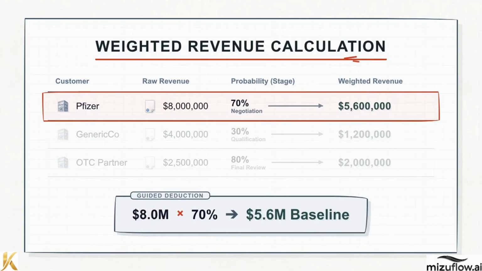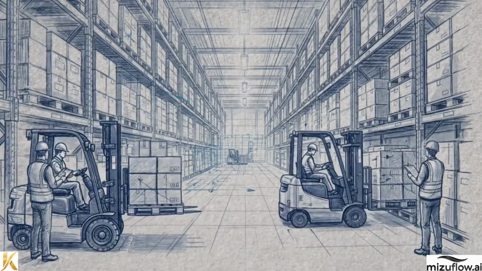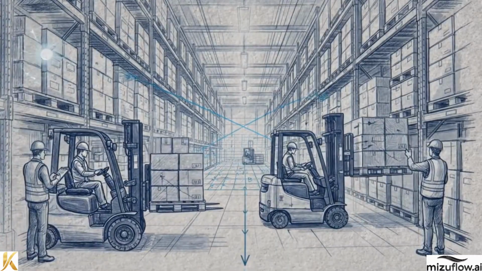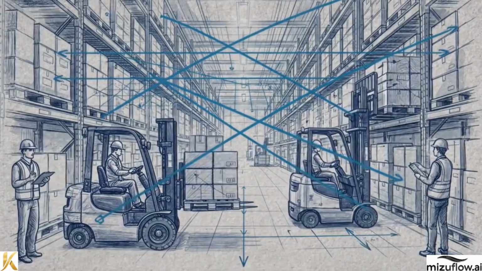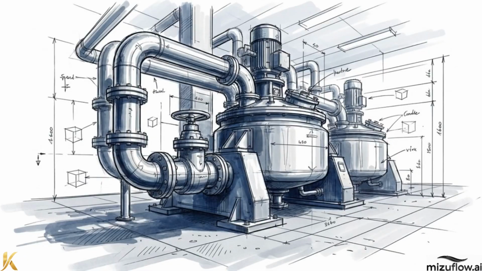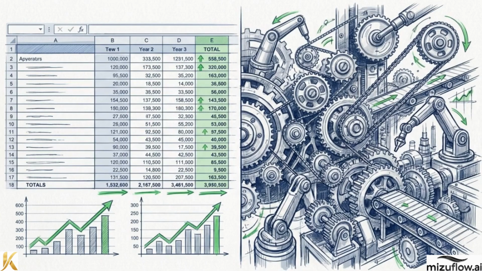Look at the Pfizer row. An $8 million target at a 70% negotiation stage logically reduces to a $5.6 million weighted baseline. Applying this probability matrix across the entire pipeline creates a realistic foundation for anticipating future inventory and labor requirements. However, probability only fixes the financial expectation. It still ignores the strict physical limits of the manufacturing plant. Weighted revenue is the prerequisite for financial accuracy, but until you apply operational constraints, the signal remains incomplete.